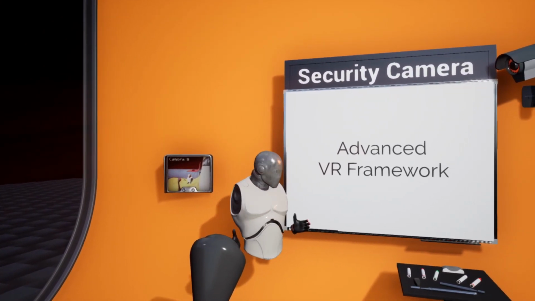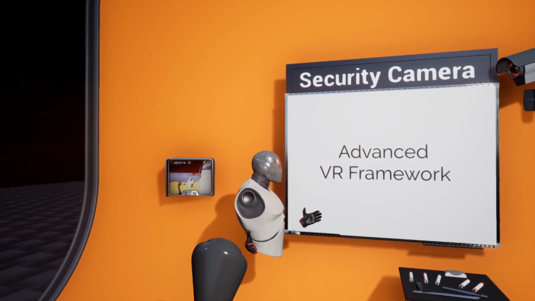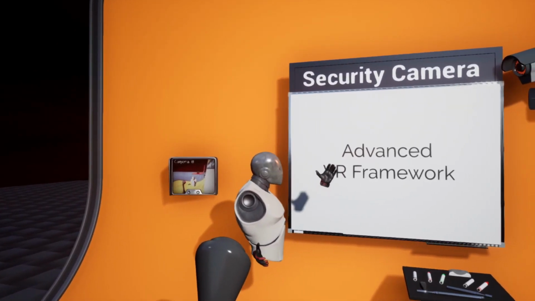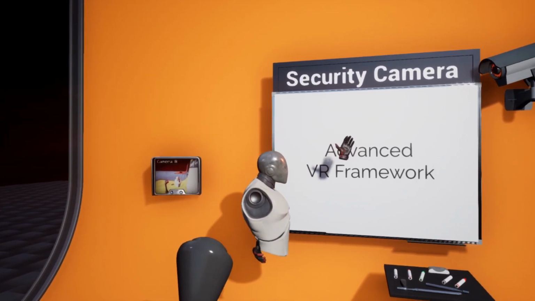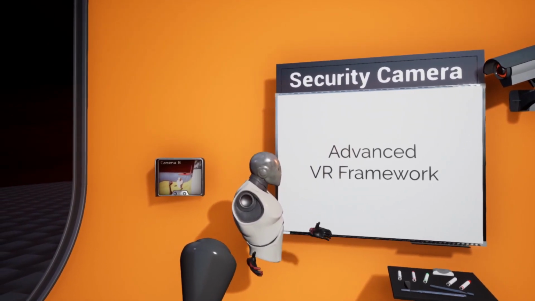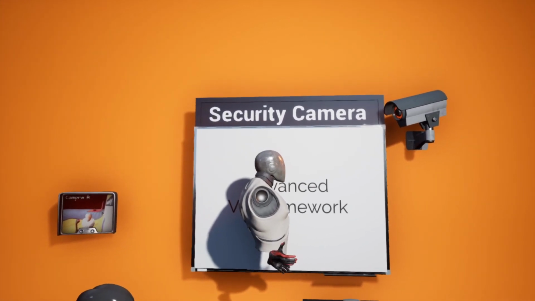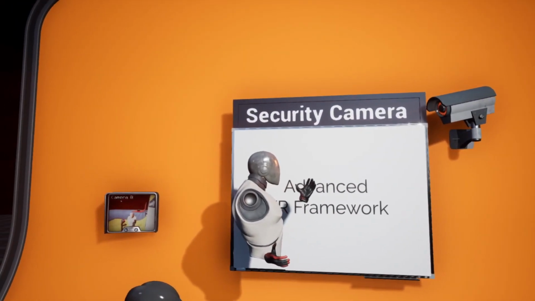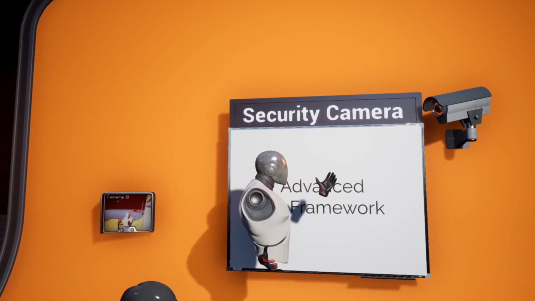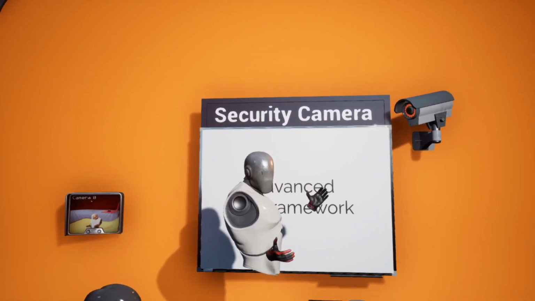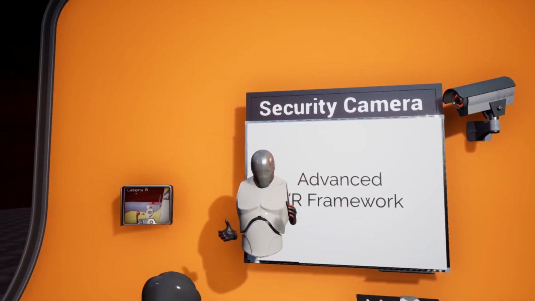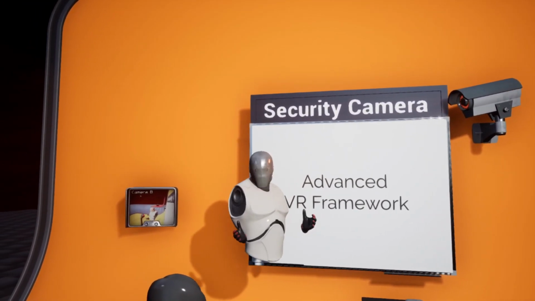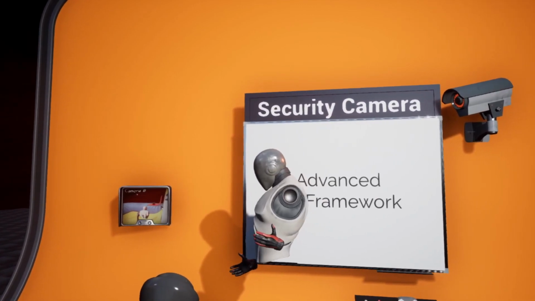Security cameras are this nice little addition to AVRF that allows you to set up security cameras like the one you see over there in your levels, and the camera will track whenever it sees a pawn in range, and it will move around and it will do all sorts of things. So it's a very nice additional dynamic feature in your level.